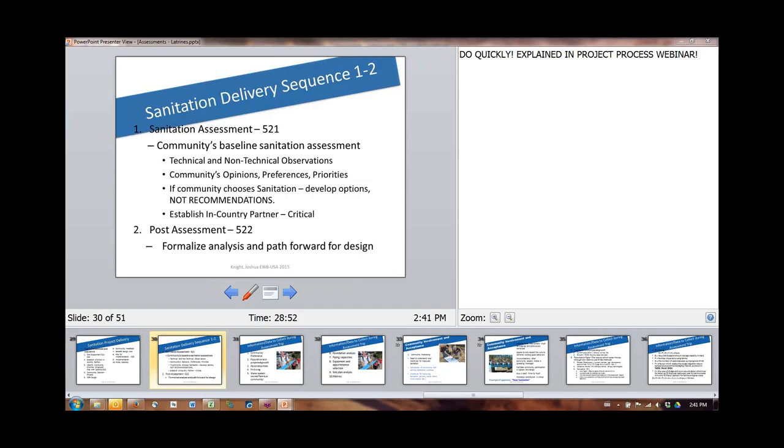A few things that we'll want you to do: you'll have to do some observations, both technical and non-technical. You really want to find out what the community wants there. What are their priorities? What are their preferences? You want to be able to provide them with sanitation options, not recommendations. You want to let them know these are all the options that are possible from us. As your consultants, you are our client. These are the options. They will all work. You find out the one that's going to work best for you. And also, you really need to establish that in-country partner. That is critical to having a successful project. And then, just to repeat, at that 522 stage, which is just a post-assessment report, you tell us what happened.